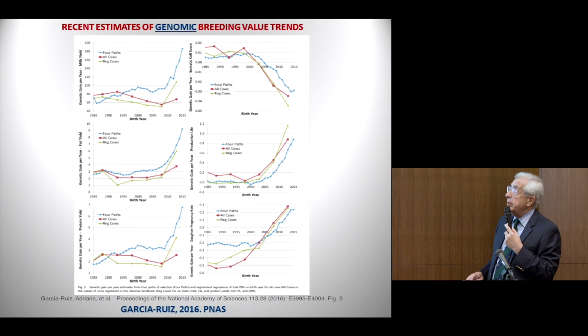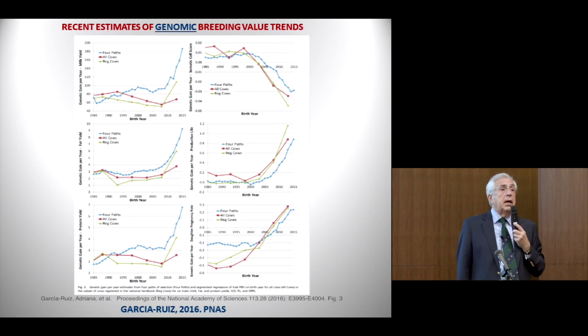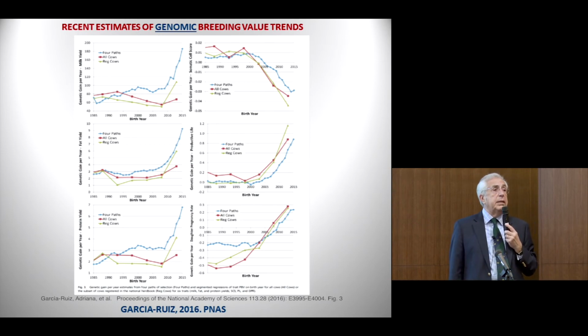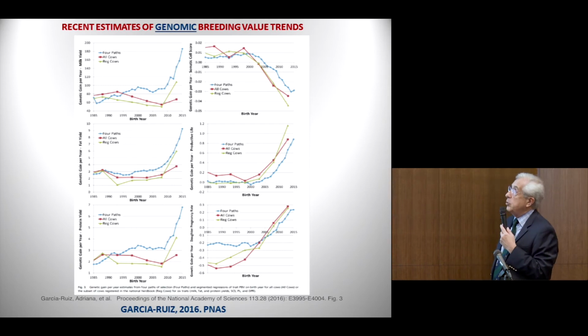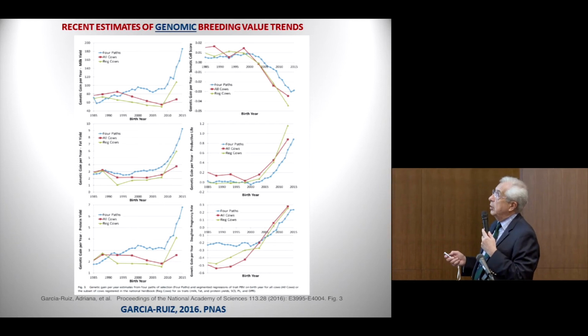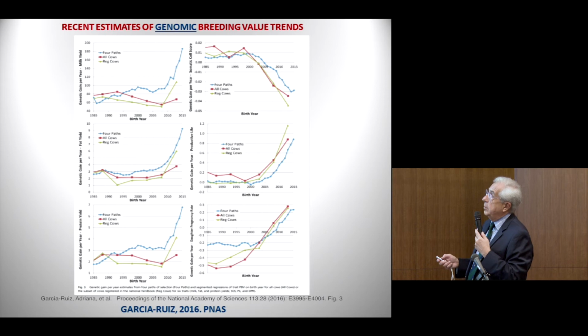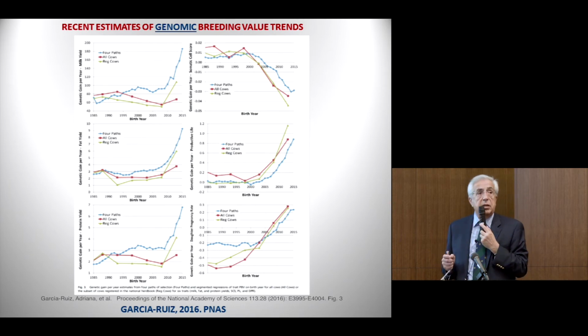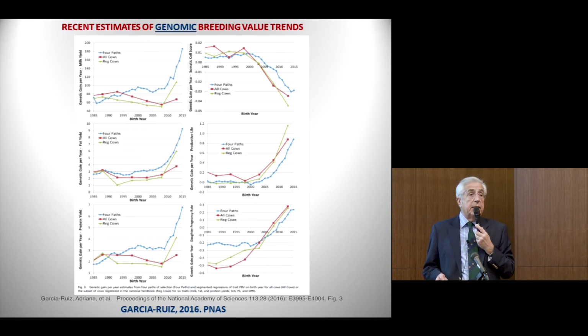In another paper, they estimated using genomics what have been the trends in these populations. So I want to bring to your attention the blue lines. This is the estimated genomic trend for milk production, this is for fat production, and this is for protein production. And genomic selection began to be applied in about 2007, so you see that a couple of years after the introduction of genomic selection, then the population started changing much more rapidly than before.